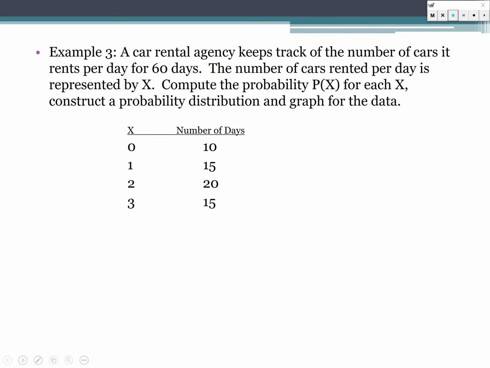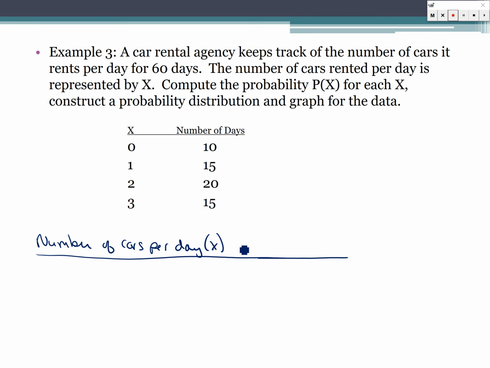I always like to construct the table first. So number of cars per day is my X. And then we have my probability of each one happening. Number of cars rented per day could have been 0, 1, 2, or 3 according to our data, according to our table. Now the corresponding probabilities. My total number of days is 60.